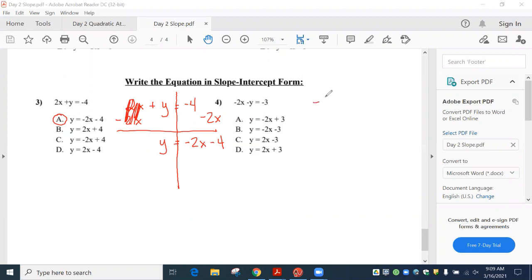So we're going to write out -2x minus y is equal to -3. All right, so the first thing we're always going to do is get rid of the x by adding or subtracting. So if this is -2, what are we going to do? Very good. So we're going to add 2x.